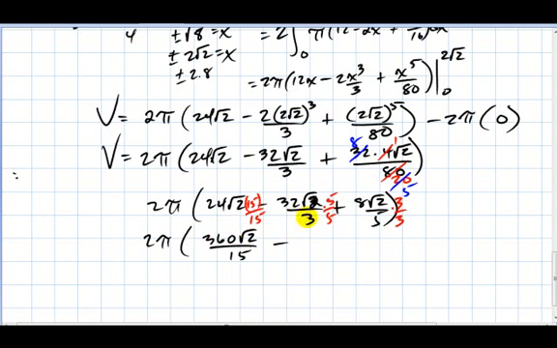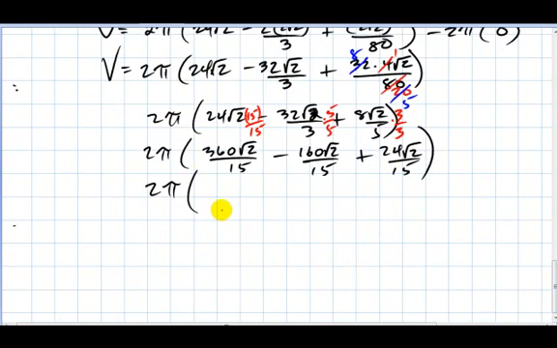minus, multiply this by 5/5 here, and this one by 3/3 here. Okay, so I get 5 times 32, that's 160. So 160 root 2 divided by 15 plus 8 times 3, 24 root 2 divided by 15. And I just combine all this mumbo jumbo, and I get 2 pi times 224 root 2 divided by 15.